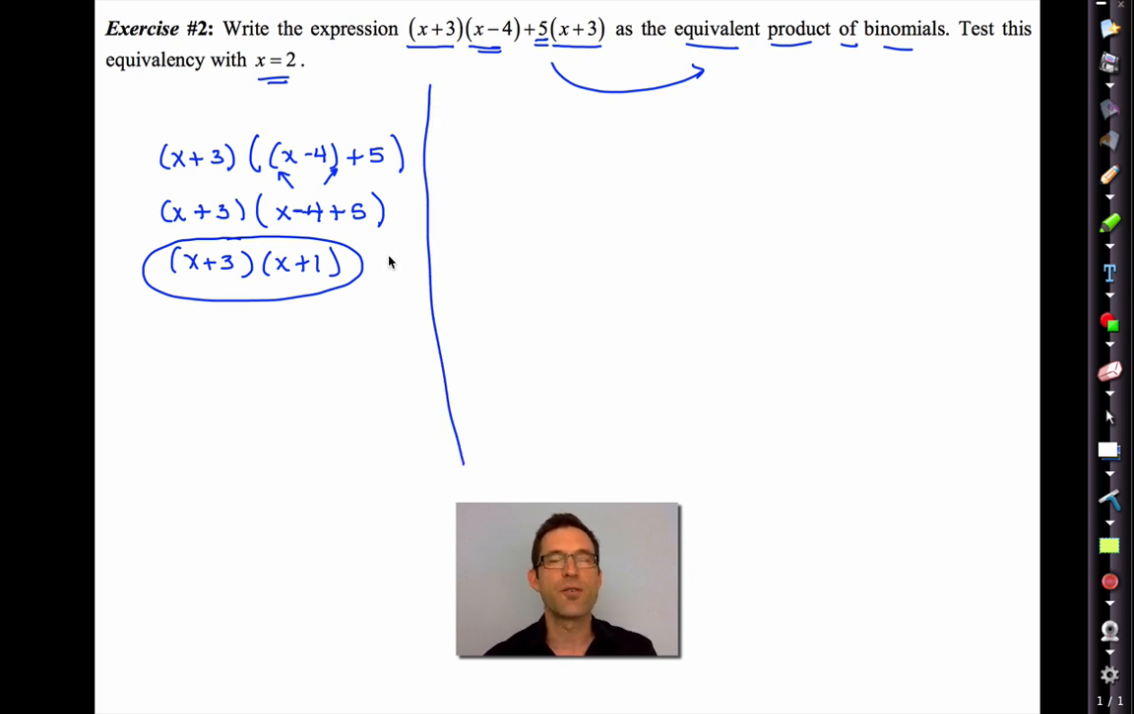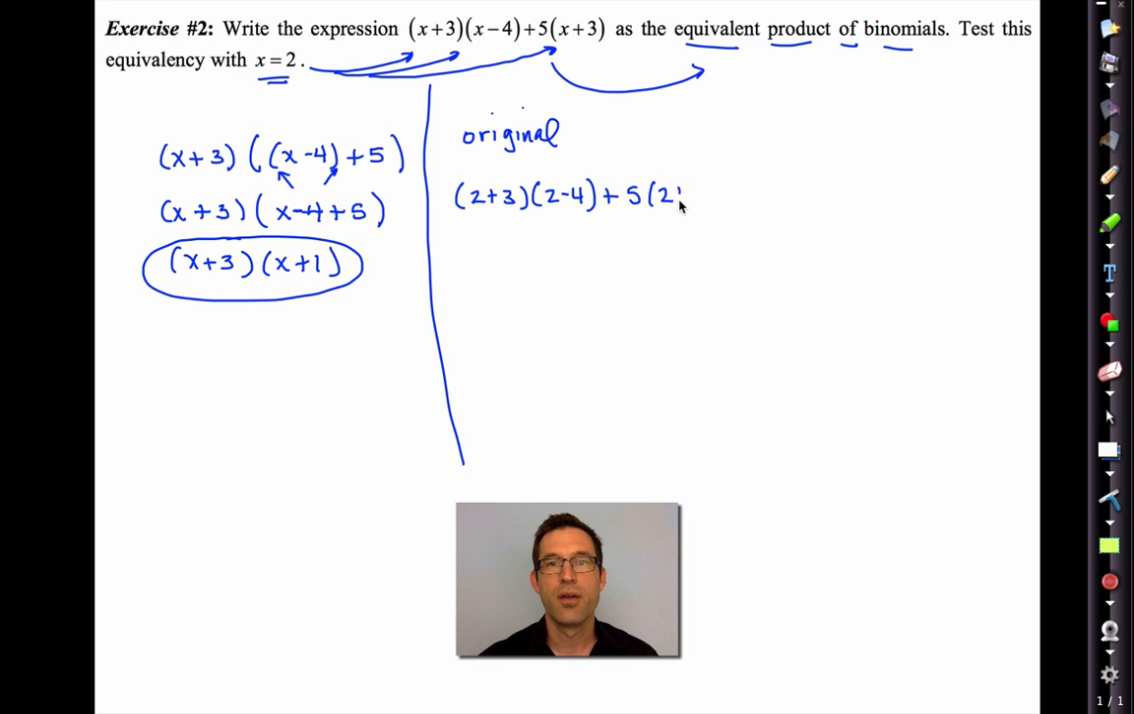Now again, the idea is for every value of x for which this expression is defined, and that's actually all values, all real numbers, that more complicated expression, this one right up here, and the less complicated one down here should be giving me the same value for every value of x, but we're going to just test it with x equals 2. And let's test my original. So I'm just going to take 2 and plug it in and see what I get. Right, so I get 2 plus 3 times 2 minus 4 plus 5 times 2 plus 3.